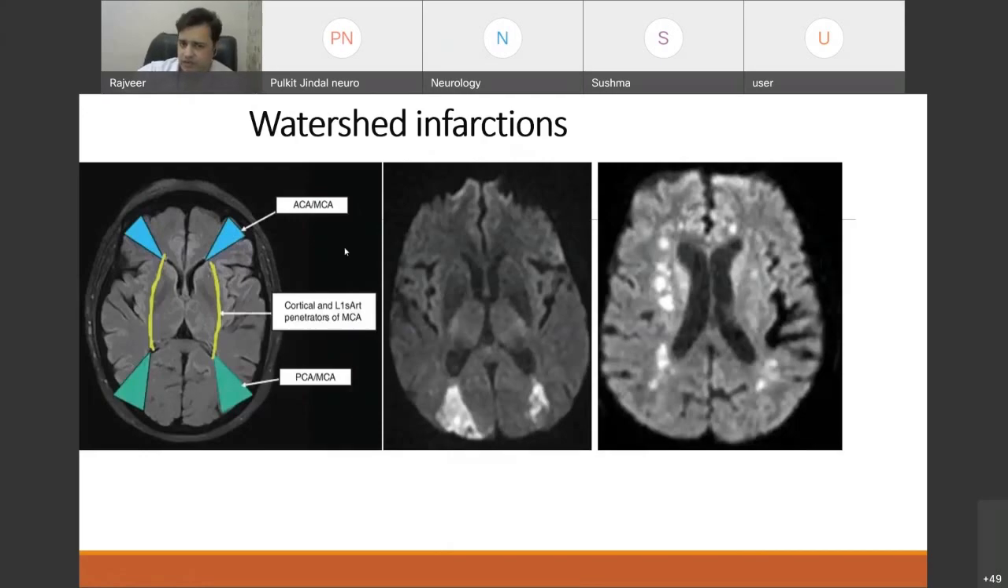And what are watershed infarctions? There are some areas in the brain which are watershed, like the transition zone between the ACA and MCA territories, the MCA and PCA territories, and then between the cortical branches and deep penetrating branches. So if the patient has low flow, the patient may develop wedge-shaped infarction in watershed areas, bilateral or unilateral. This is the watershed infarction in the MCA and PCA territory in the parieto-occipital area, and this is deep-seated watershed infarction due to low flow of the ICA.